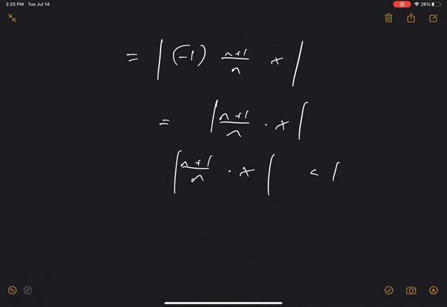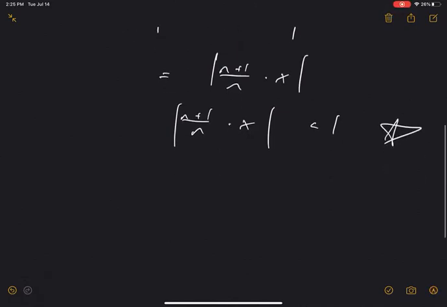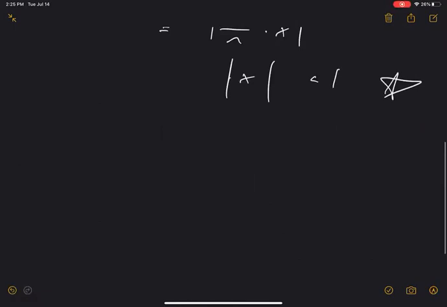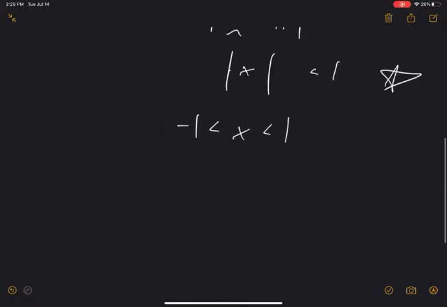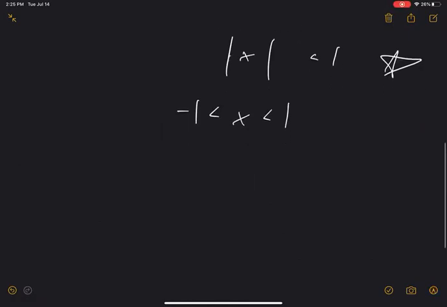So I want this inequality. Okay. I want (n+1) over n times |x| to be less than 1. I need to solve this inequality. Okay. Well, the limit of this thing is 1, right? So I can ignore that. Okay. So really what I need is I need the absolute value of x to be less than 1. So I need to solve this inequality. So the only thing I do is I drop the absolute value bars and I get x greater than -1, less than +1. Okay. So that's my first piece of this problem.